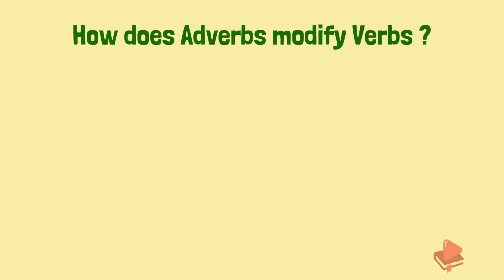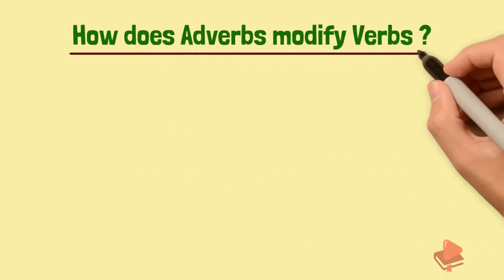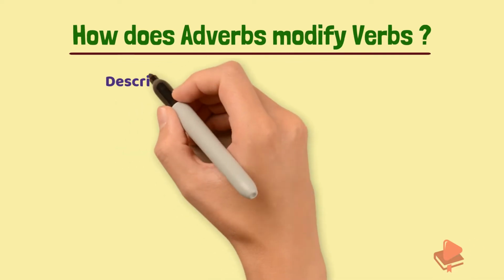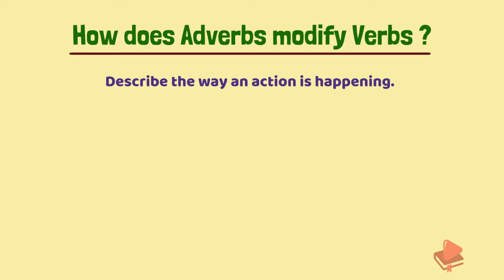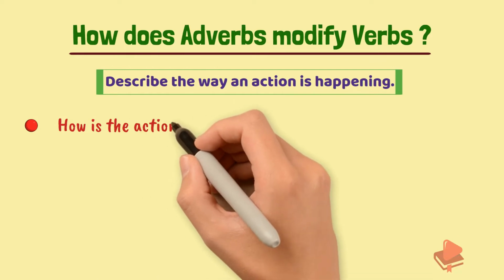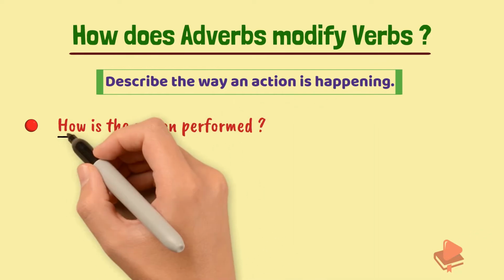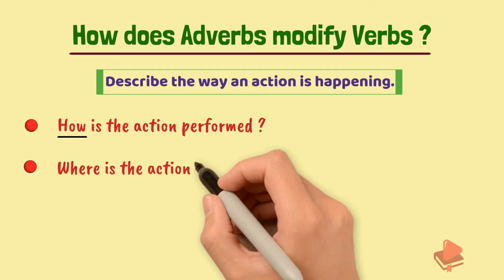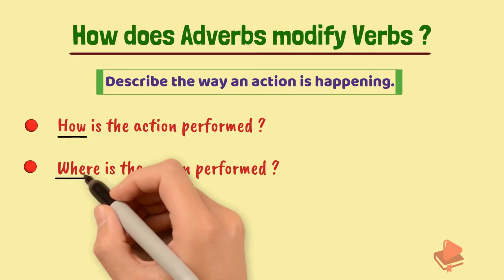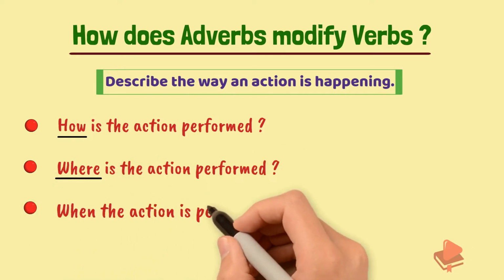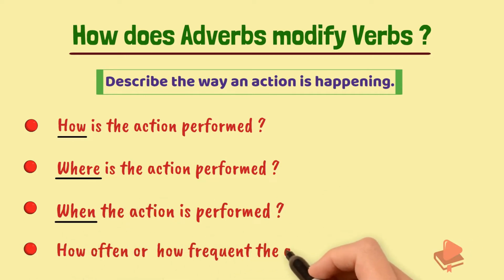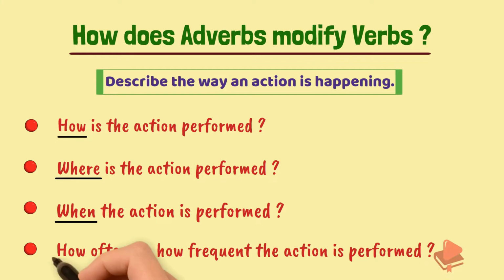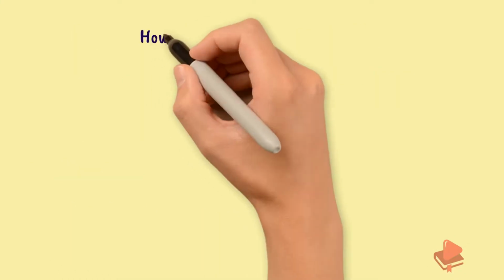How do adverbs modify the verbs? That means they describe the way an action is happening. There are 4 ways in which the adverb modifies or describes the action. Firstly, how is the action performed? Second, where is the action performed? Third, when is the action performed? And lastly, how often or how frequently the action is performed. Now let's understand this with a few examples.